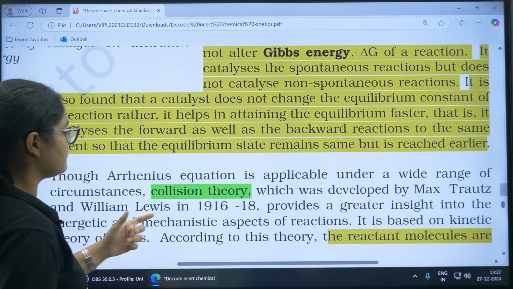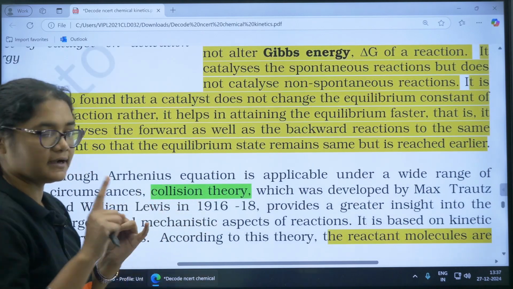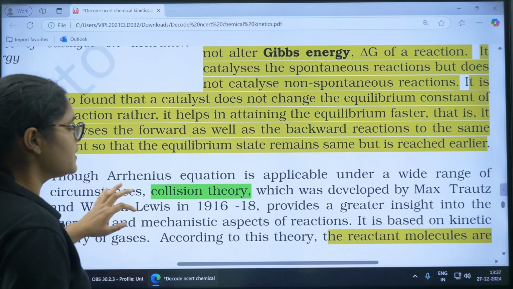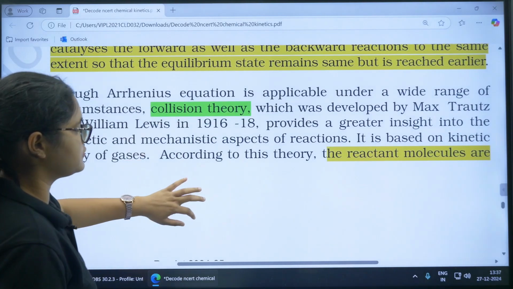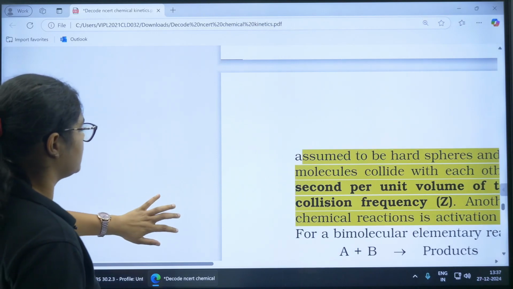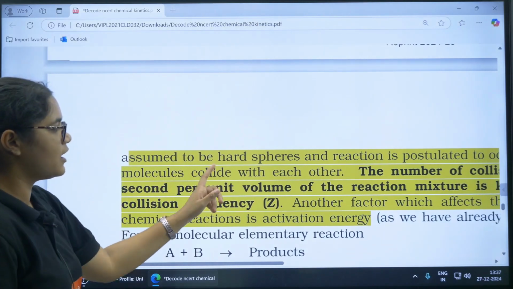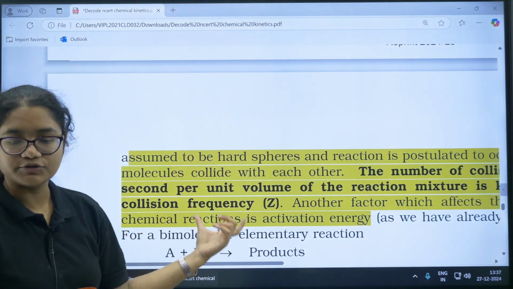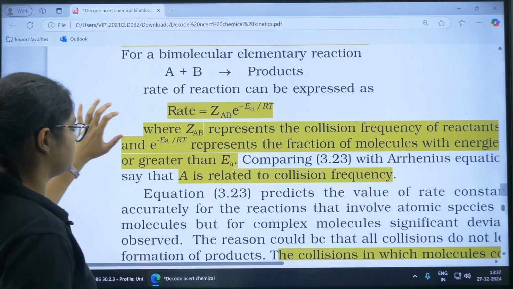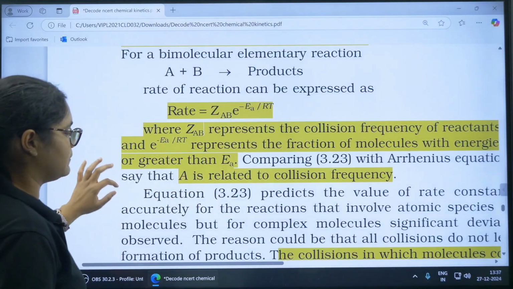Okay, next we'll come to collision theory. So we have understood Arrhenius theory, intermediate complex theory and collision theory. Okay, so collision theory, what are the postulates here? The reactant molecules are assumed to be hard spheres. These are the postulates of collision theory, so you have to note down these points. Okay, so these all are the postulates. What is ZAB?